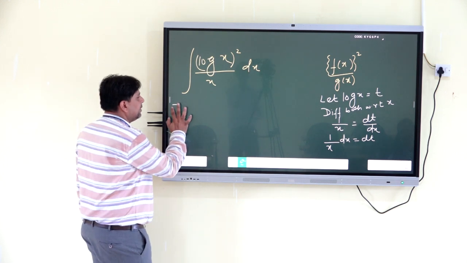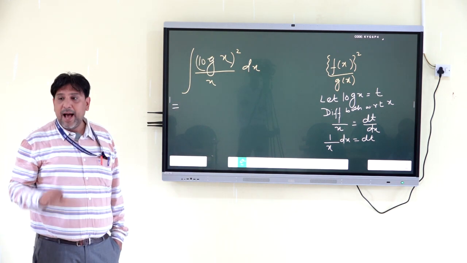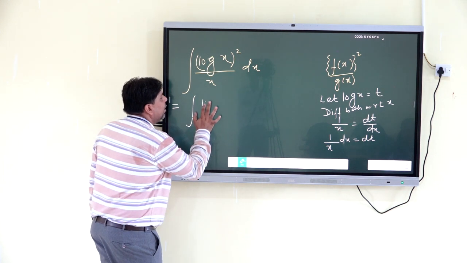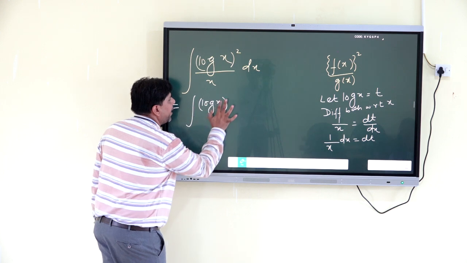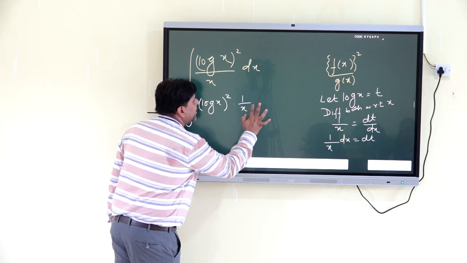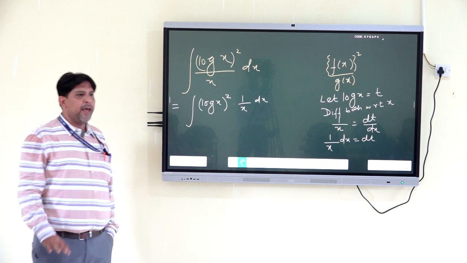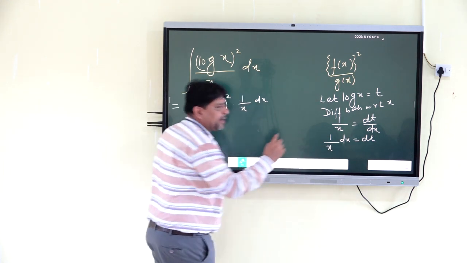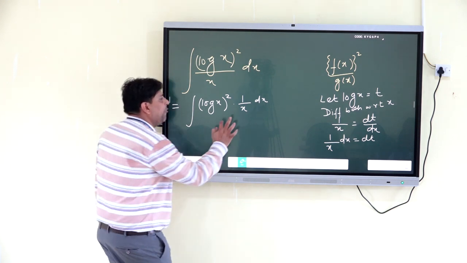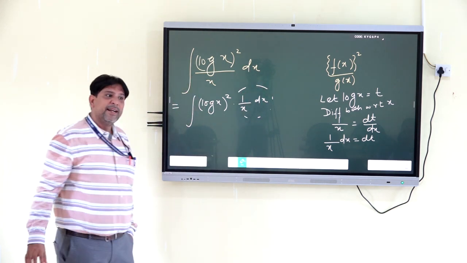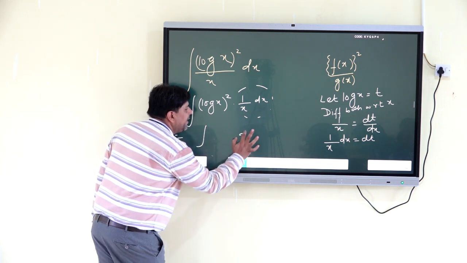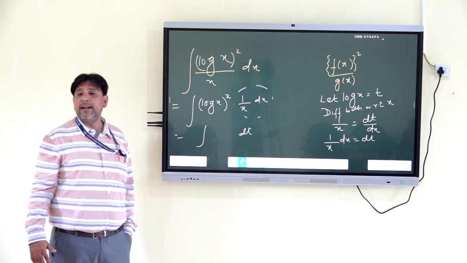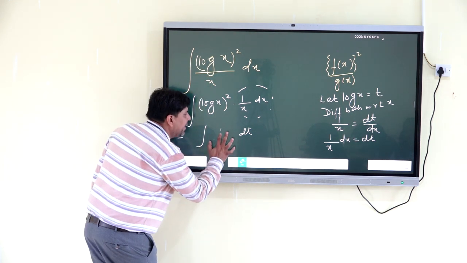Now the question arises, how to substitute in this question? Can we write it like this, log x whole square into 1 by x dx? Any problem? But what is the value of 1 by x dx? It is dt. So in place of 1 by x dx, we can simply write dt. What was log x? Log x I took as t. So what will I write? t square dt.